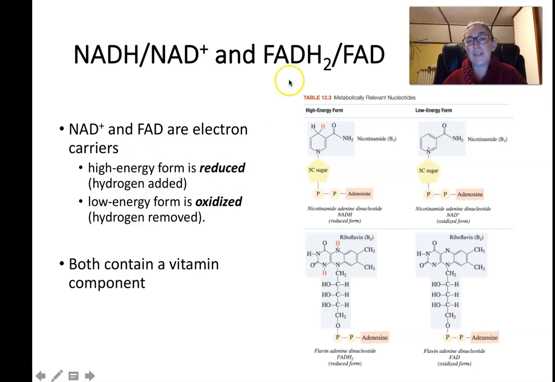Interesting thing about these 2 molecules is they both contain a vitamin component. So NADH, the N, stands for nicotinamide. Nicotinamide is vitamin B3. It's derived from niacin, vitamin B3. And FAD and FADH2 contain the riboflavin component. Riboflavin is vitamin B2.